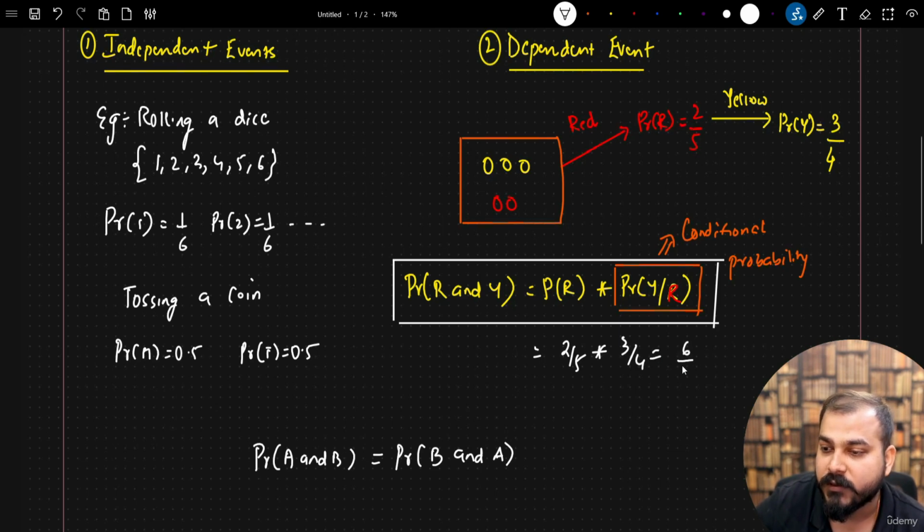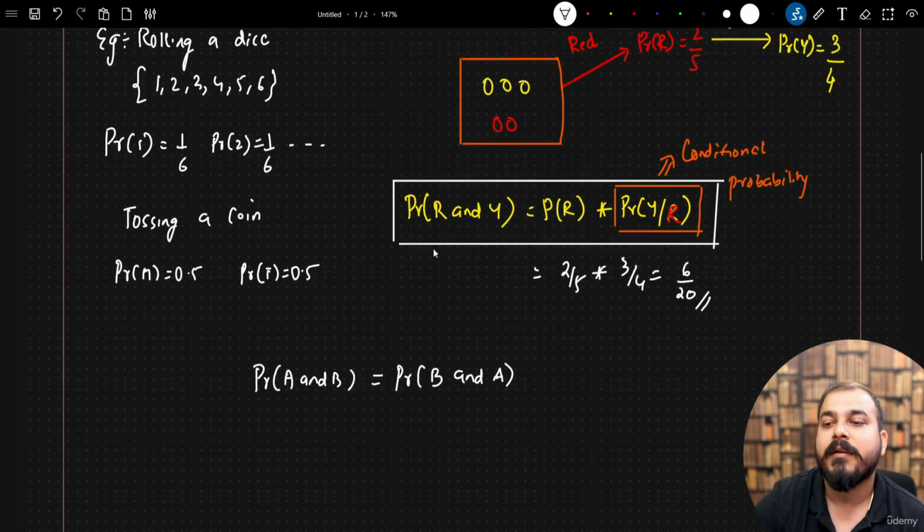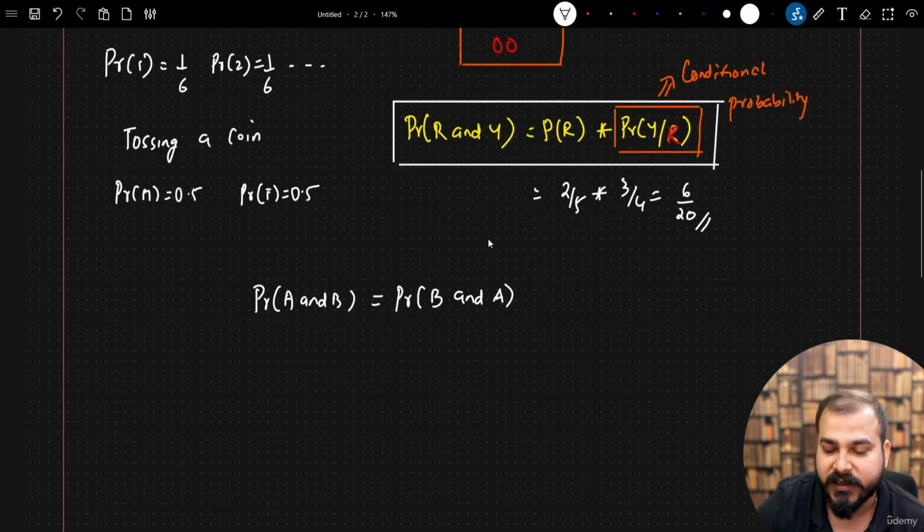So this is nothing but 6 by 20. So this is the probability of the red event, and then the yellow event occurring after red. The yellow marble is basically 10. Now let's go ahead and consider this. Probability of A and B, I can also write as probability of B and A. Both are one and the same.